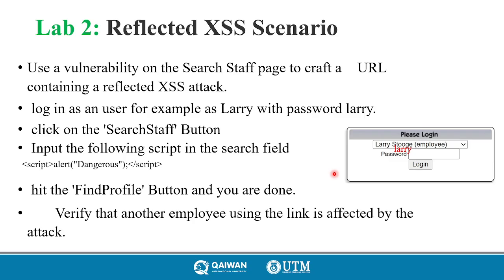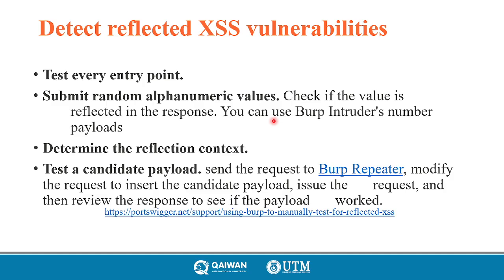Lab 2, reflected XSS scenario. This one uses a vulnerability on a search staff page, where the URL contains the reflected XSS attack. So this is the login page: please log in as a LarryHTG employee with the password. Log in as a user, for example, Larry with the password Larry. Click on the search staff button, okay, login. And then in the search staff field, you would search for script alert dangerous script. Hit the find profile button and you are done. Verify in another employee's account using the link affected by the attack.